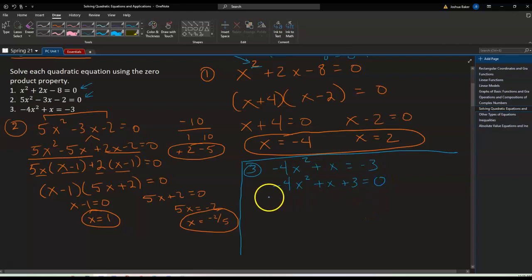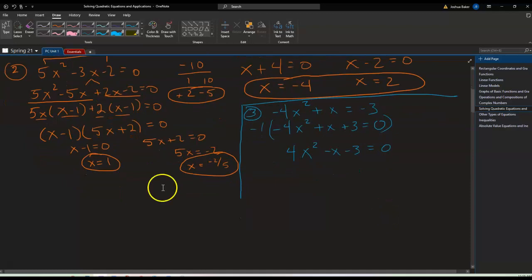The next thing that we're going to need to look at is this value right here. I'm not real comfortable factoring these when the leading coefficient here is a negative value. So what we're going to do is we're just going to multiply the entire equation by a negative 1, which takes care of that for us. Okay?